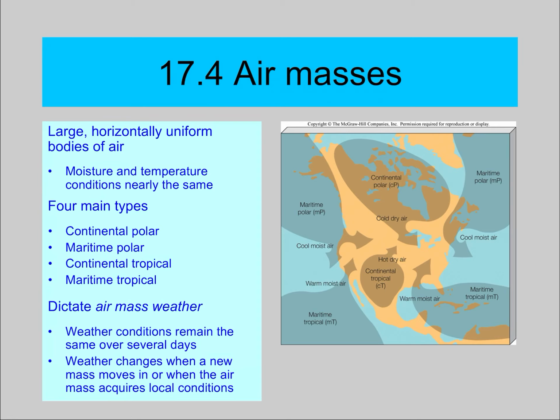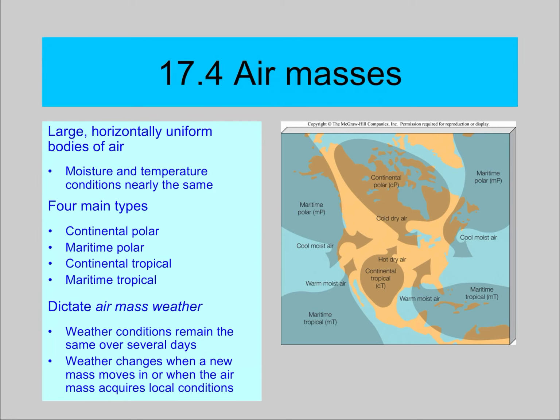So there are four main types. You can see here the orange is the outline of the United States, of North America and Central America, and then there's different types of land air masses around the United States. So the four main types are continental polar, maritime polar, continental tropical, and maritime tropical.